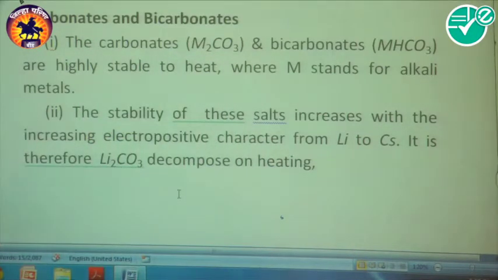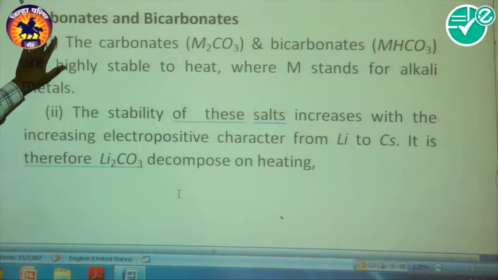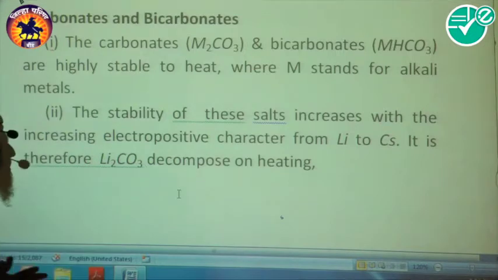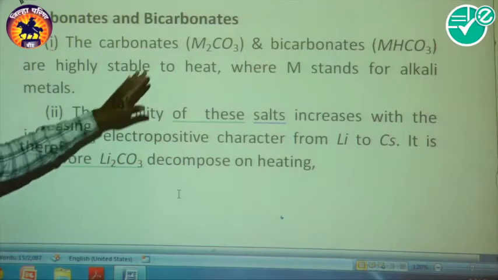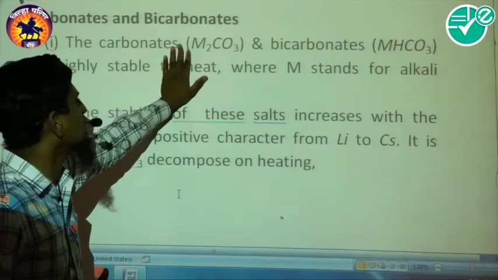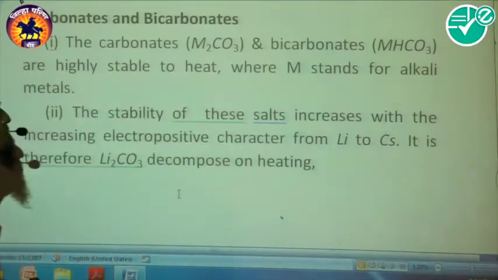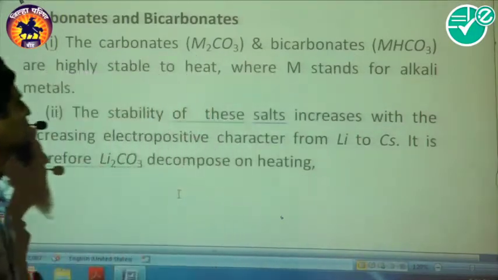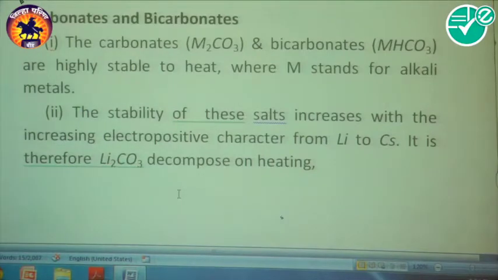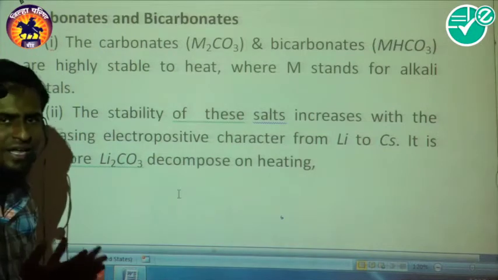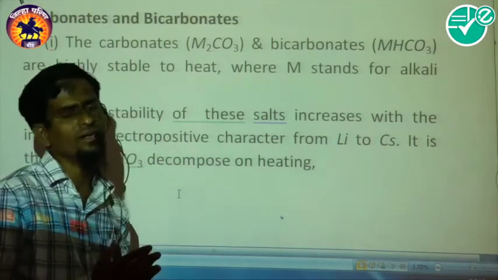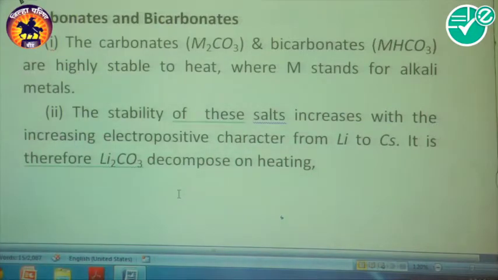Now, here I am taking salts of oxo acids: carbonates and bicarbonates. You know the formula, M2CO3 is carbonates, and bicarbonates are MHCO3, because one of the metals is replaced by hydrogen. So they are highly stable to heat and very soluble in water. First point is they are stable to heat and easily soluble in water. The next point is their stability. Now see here.